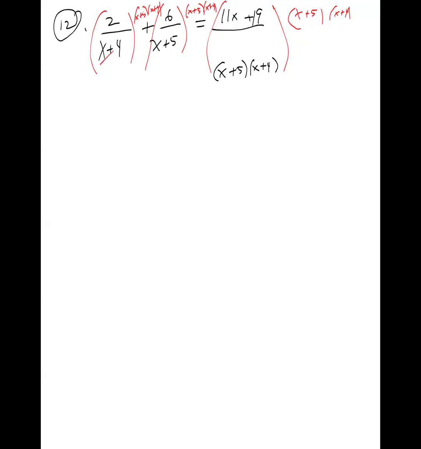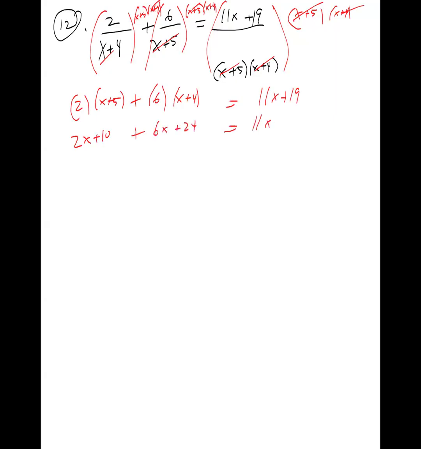Then the x plus 4 crosses out, and you're left with 2 times x plus 5. Then the x plus 5 crosses out, and you're left with 6 times x plus 4. And then they both cross out, and you're left with 11x plus 19. Then distribute the 2, 2x plus 10, and then distribute the 6, 6x plus 24 equals 11x plus 19. Now combine the like terms, so you get 8x plus 34 equals 11x plus 19.